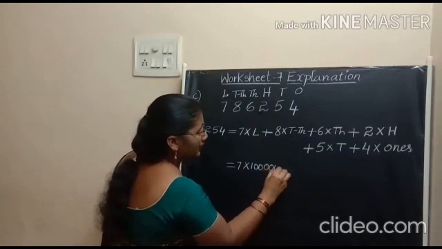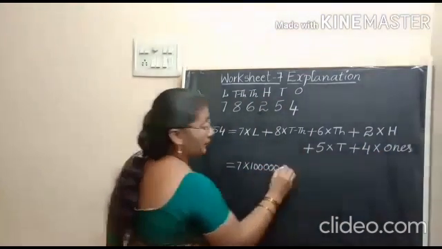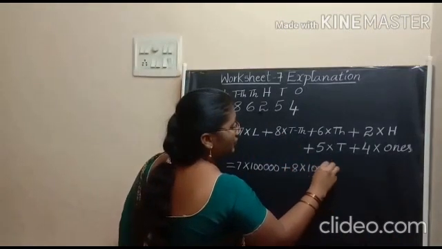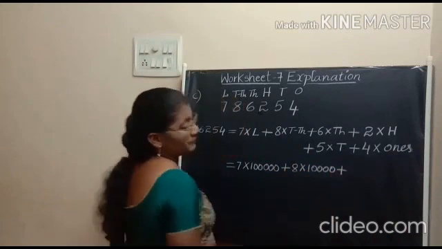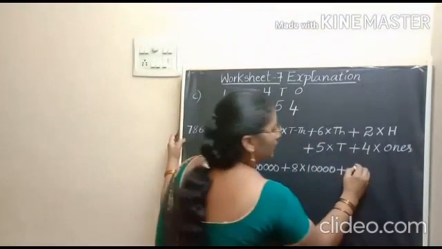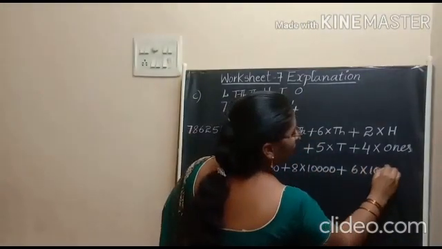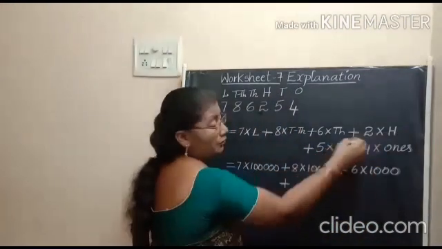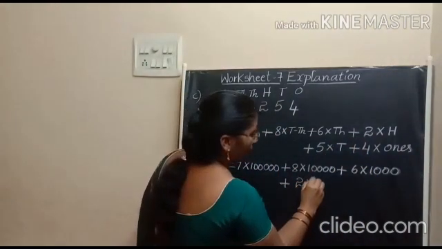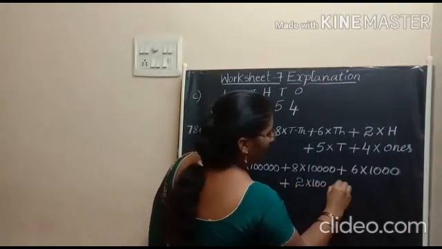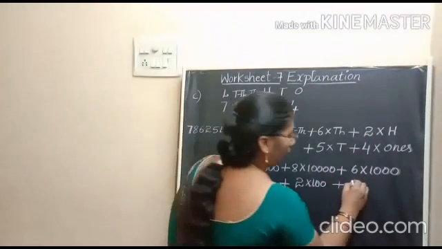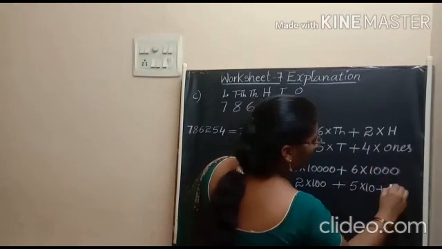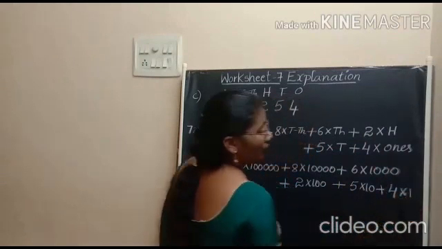1 lakh contains 5 zeros. Plus 8 into 10,000. 10,000 contains 4 zeros. Plus 6 into 1000. Plus 2 into 100. Plus 5 into 10, 50. Plus 4 into 1. 4 into 1 is always 4.